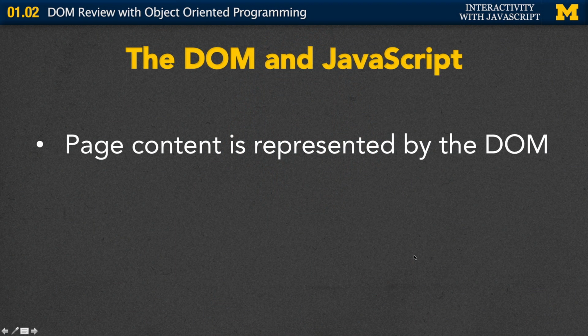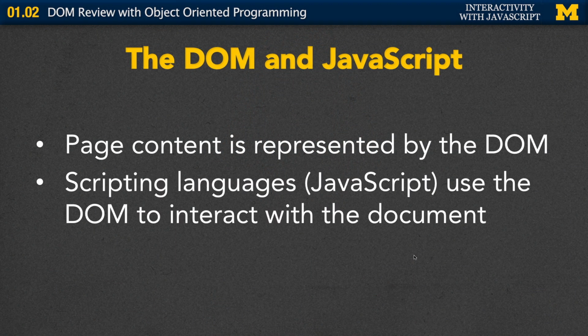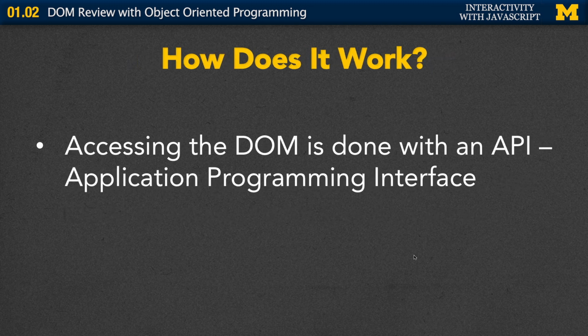So again, the page content is represented by the DOM. The scripting language JavaScript uses the DOM to interact with the document. How does it do that, though? How does it know how to interact? Well, JavaScript has something called an API, or an Application Programming Interface.